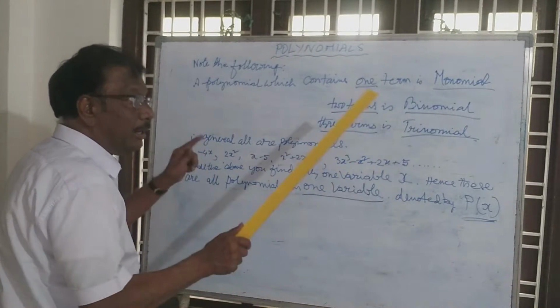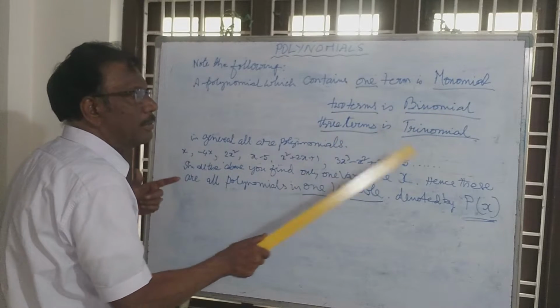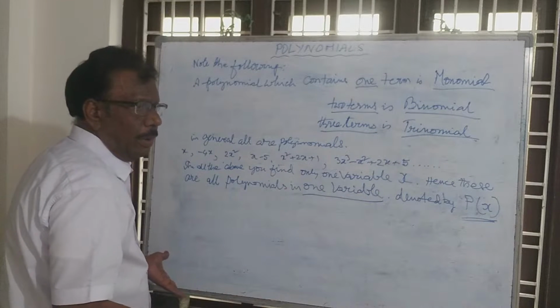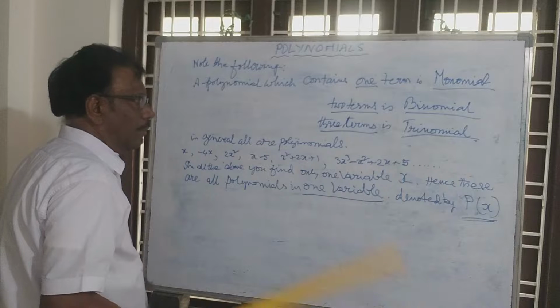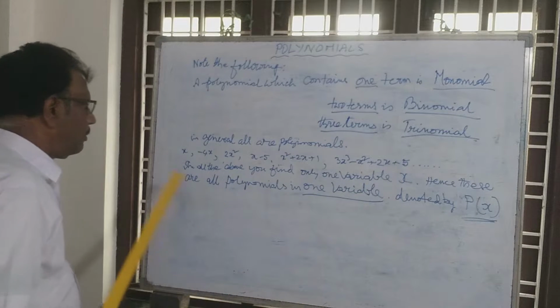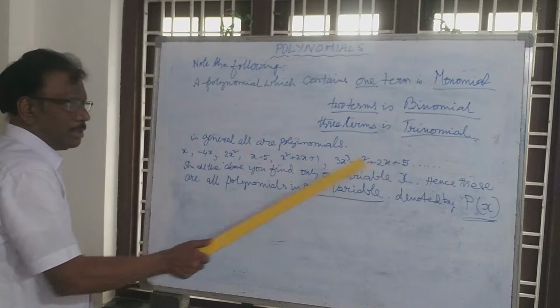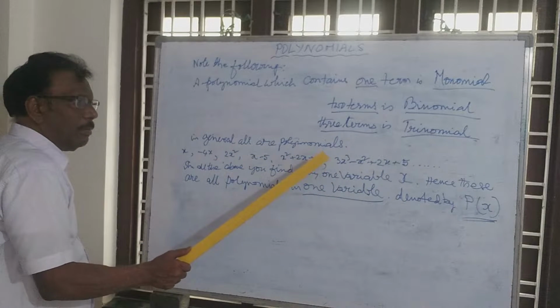If a polynomial contains one term, it has the separate name monomial; two terms, binomial; three terms, trinomial. That's all. With any other number of terms, all are polynomials in general. Now observe these expressions. They are also algebraic expressions that are called polynomials.